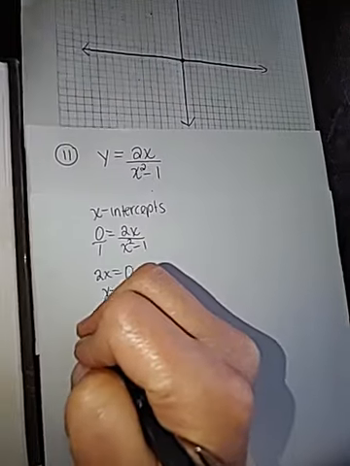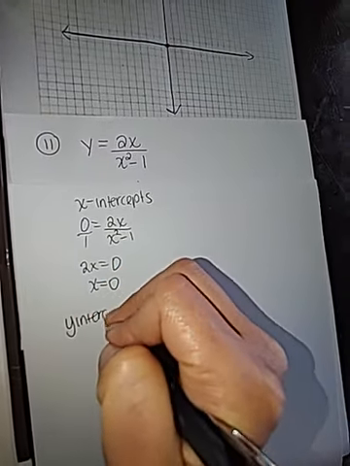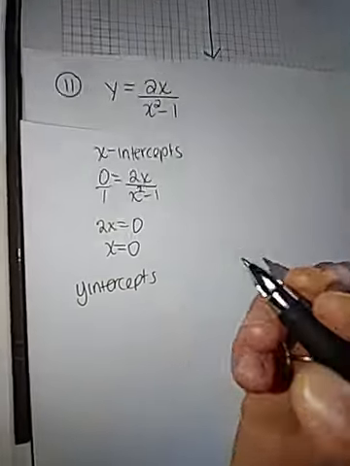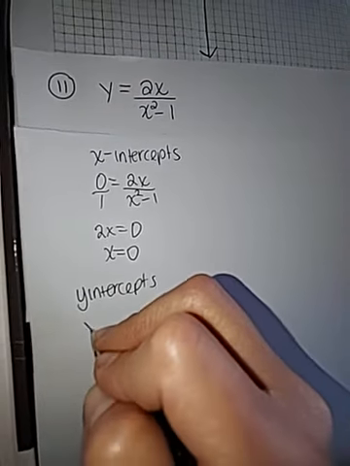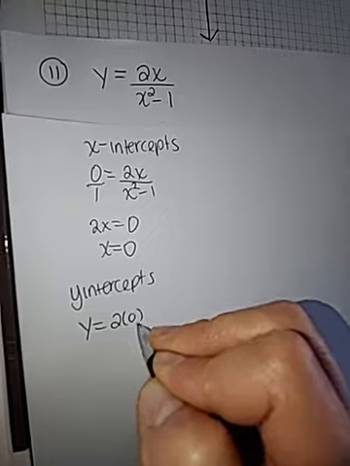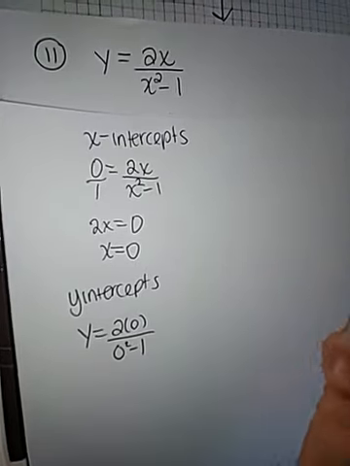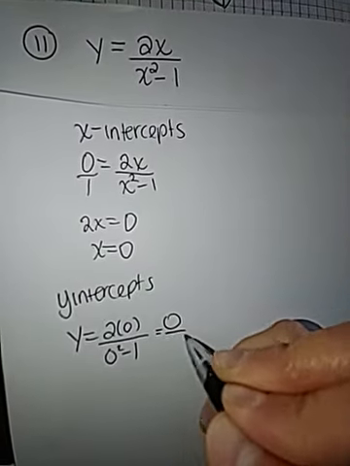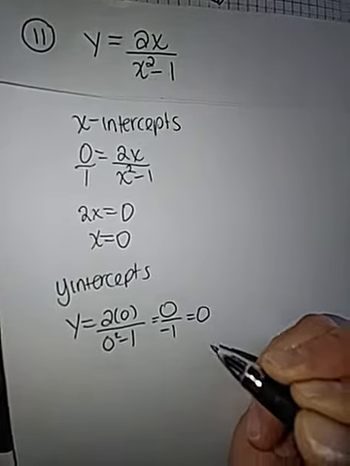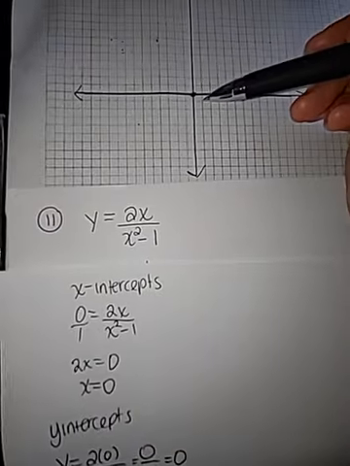All right, now I'm going to find my y-intercept. To find my y-intercept, I make x 0. So I get 0 over negative 1, which is 0. So that's my y-intercept as well.